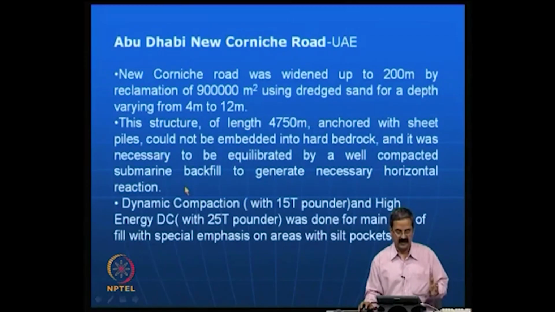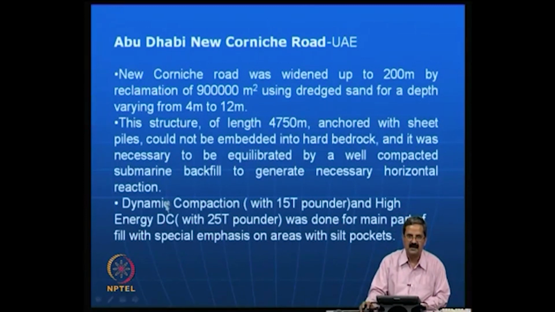Actually, in sheet pile wall construction, if you have a well compacted backfill behind the sheet piles, the earth pressures coming onto the retaining wall are much less, so you can optimize the design in a proper way. For example, if you have a less good backfill next to the sheet pile wall, the load that comes on the wall will definitely be much greater compared to a well compacted one. So what they did was use dynamic compaction with a 15-ton pounder and high energy dynamic compaction.